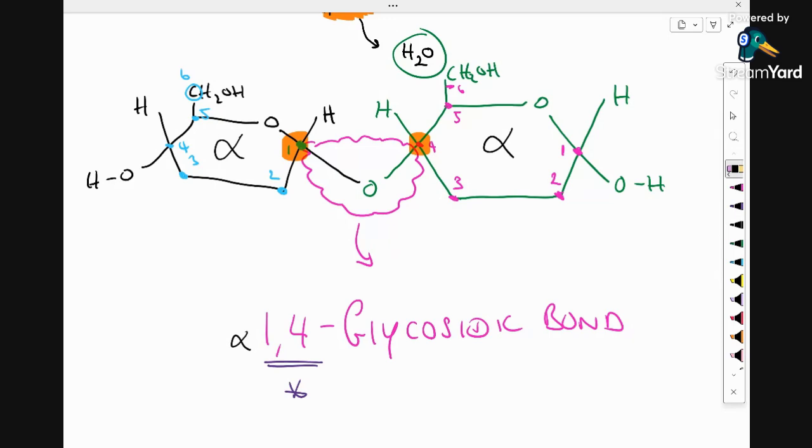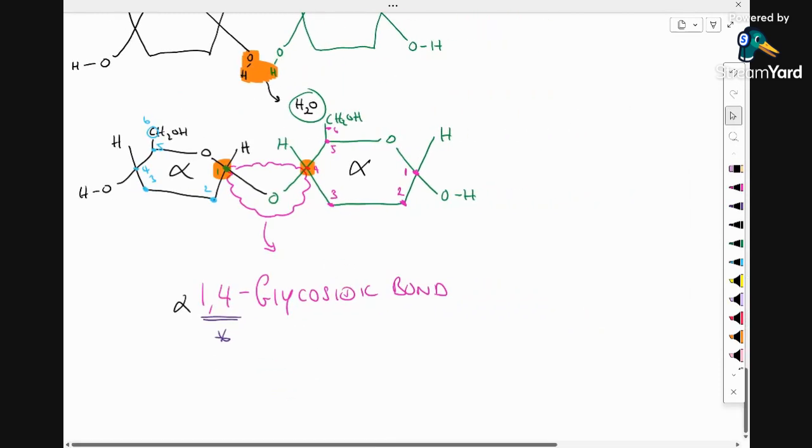If they were both betas, then we would call this a beta 1,4. If we had an alpha and a beta, then you would do alpha beta 1,4 glycosidic bond. But you hopefully get the point. As it happens, these were both alphas, so it's an alpha 1,4 glycosidic bond.